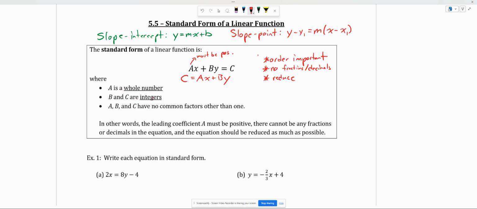B and C have to be integers. That's why it's saying no fractions or decimals. And A, B, C have no common factors other than 1. So that's the reduce part. So the order is important, no fractions or decimals, and reduce. In other words, the leading coefficient A must be positive, and there are no fractions or decimals. So really, I'm showing you here one way to describe the rules, another way here, and then another way in the longer form sentence. So let's explore this new standard form and how to get it.